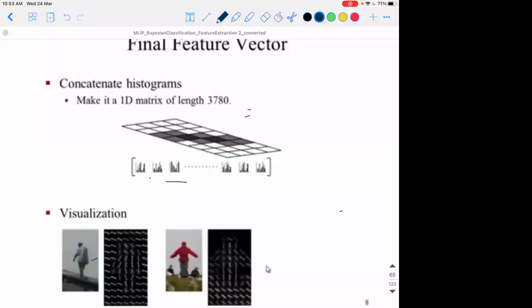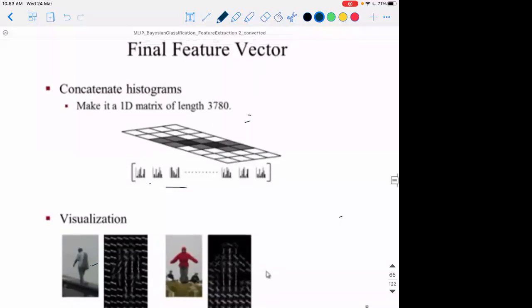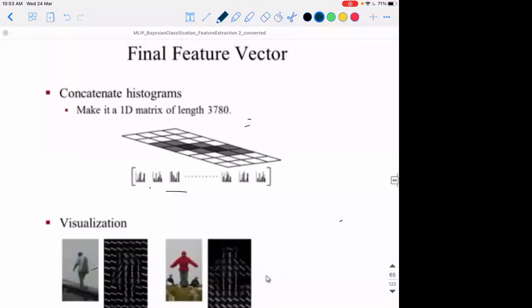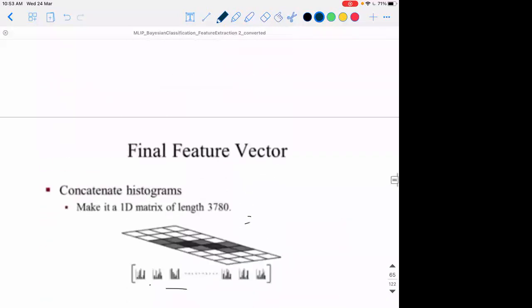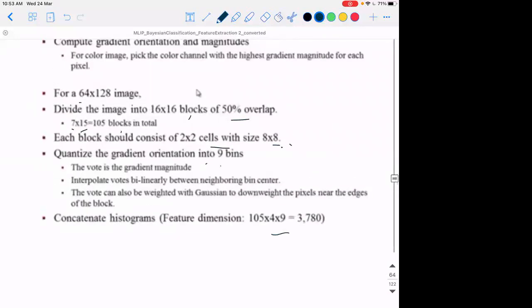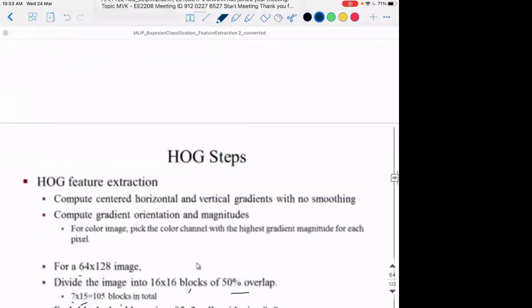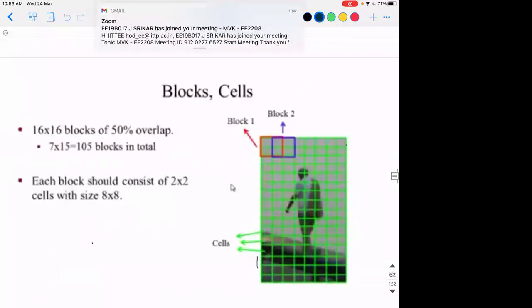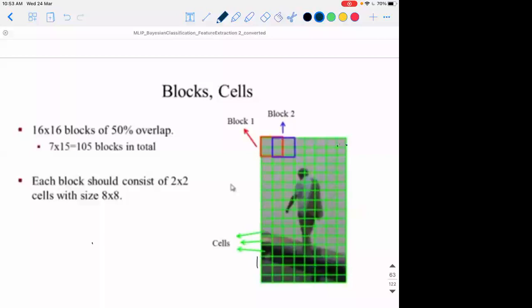Sir, on the size of the feature vector, I thought if you're going to bin it as 9, the feature vector should be only 9. How is it 3780? So 9 for what? You are having 9 bins for which region in the image? For the small green cell you are seeing here, you have nine bins. So you have a 9 cross 1 vector for each of the cells here that you are looking at.